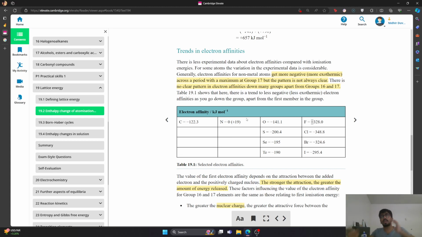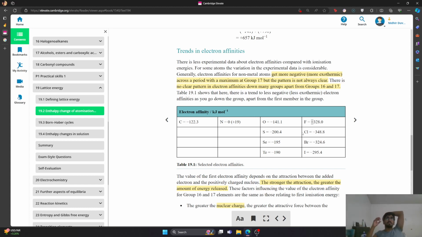Okay, so before we get into the trends, let's just understand what we are trying to do here, right? We are trying to push electrons into an atom, one at a time, right? And the question is, will the atom like it or not? So one thing that is obvious is the factors that are here, right?